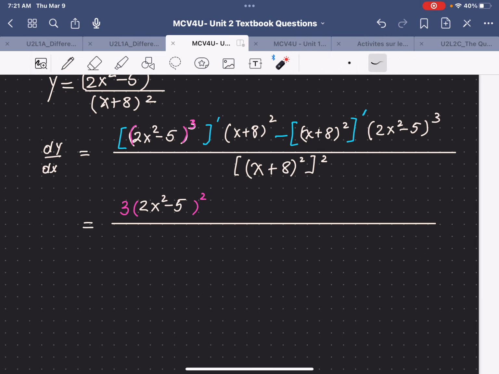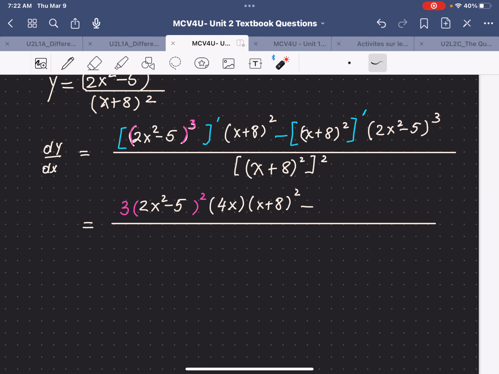And then, as you can see, because this represents another function on its own, the change of this one will affect how fast this entire thing is changing. And that's why we call it chain rule, because these two functions are chained or connected to each other. It's a composite function. So derivative of 2x² is 4x, just power rule. Derivative of negative 5 is 0, so just 4x in here. And then we have (x plus 8) to the power of 2.